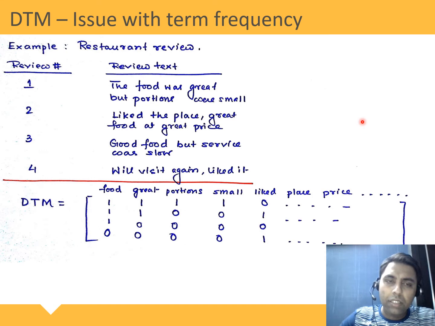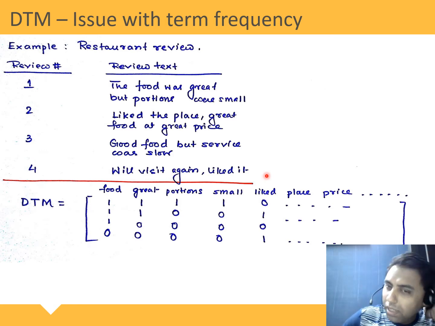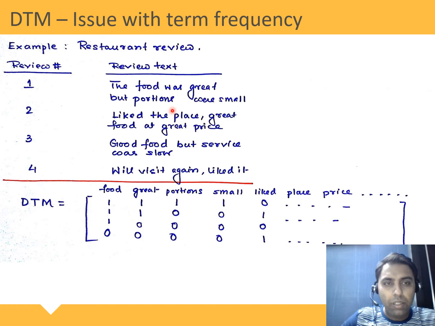Let's say this is a collection of restaurant reviews, and for the sake of illustration, let's consider there are just 4 reviews. The first review says the food was great, but portions were small. Well, that's a pity. The second review says, like the place, great food at great price. The third review says good food but service was slow. And the fourth review says we'll visit again, liked it. So this is again a handcrafted example. Typically reviews won't be so small, particularly for a restaurant, but just for the sake of illustration, I have kept them small here.